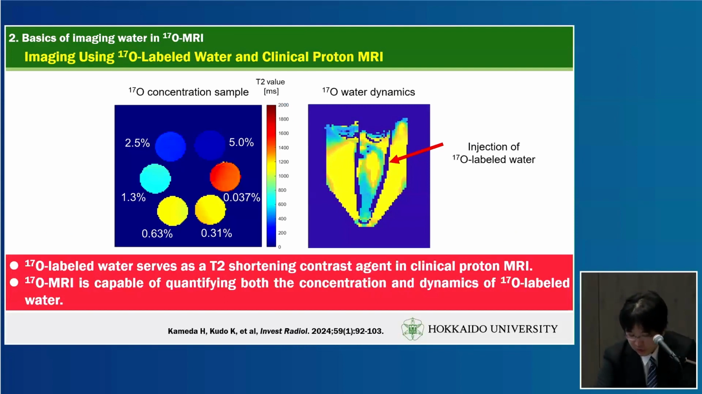In this slide, you can see phantom images of O17 water scanned by clinical MRI. We can observe the corresponding decrease in T2 value as the concentration changes. So O17 water is a negative contrast agent in T2 weighted images in clinical MRI. In addition, we can dynamically visualize the O17 water using fast MR sequences.